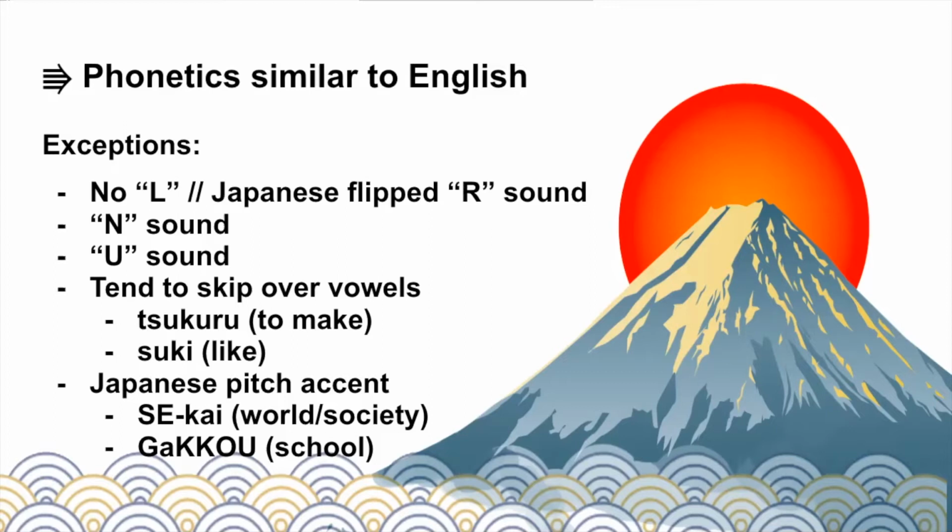So the word for Sekai in Japanese, which means world or society, isn't sekai, which is more intuitive for English speakers. It's sekai. So you can hear the first part goes up and then the second part comes down. Sekai. Okay. And then the word for school, which you would think would be gakko, but it's gakko, gakko. So it goes up on the second part.